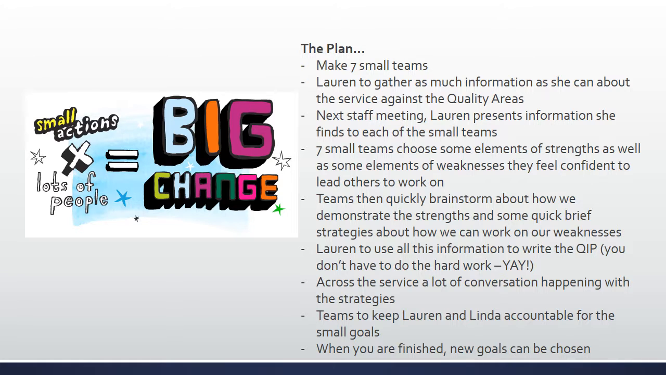And we need teams to keep myself and our centre director, who has since resigned, accountable. So whoever our centre director ends up being, or maybe our executive officer in this period, we need teams to help keep us accountable for these small goals. And when we've finished each of these strategies and goals, then you know what, our quality improvement plan is going to be quite lengthy based on our last assessment and rating report. So then you can choose your next goal.